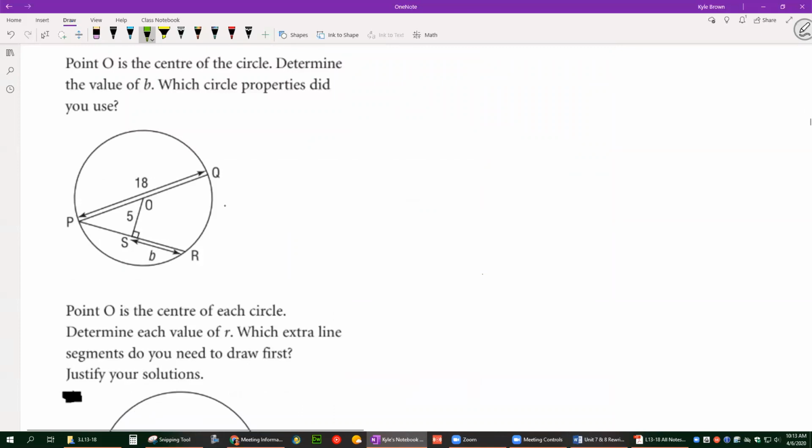So now we can do some questions. So let's do this question to see if we can figure this out. This question says point O is the center of the circle. It says determine the value of B, and it says which circle properties did you use? All right, so we are looking for this length, right, from there to there. All right, so how are we going to do this?